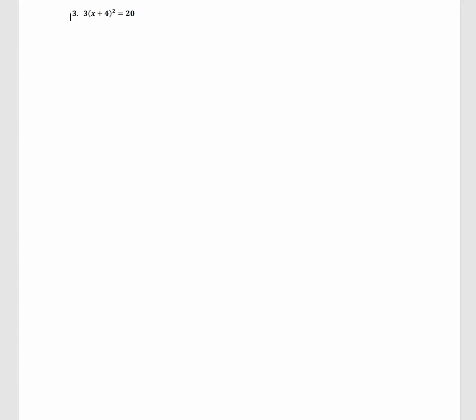Question 3 asks us to solve for x, and of course there's multiple different ways in which we can go about solving this. In the answer key, I believe the way they did it was by dividing both sides of this equation by 3 and then taking the square root to solve for x directly. But I'm going to do it a different way.